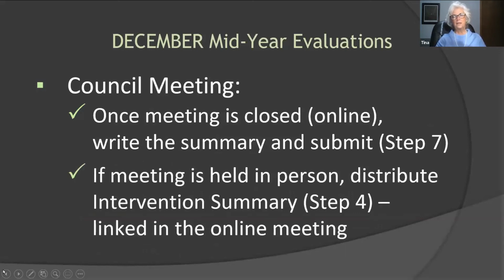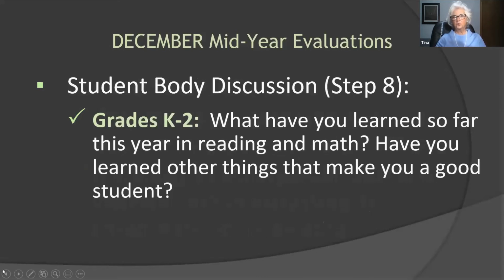Remember that if your meeting is held in person, you will want to distribute hard copies of the intervention summary, which is step 4, which is linked in the online meeting. They will get all of this automatically. The student body discussion will be grade appropriate, the questions this time. So for grades K through 2, what we're asking the students is, what have you learned so far this year in reading and math? And have you learned other things that make you a good student?